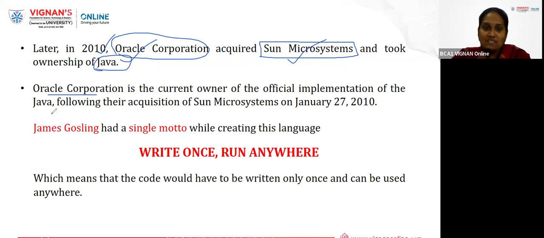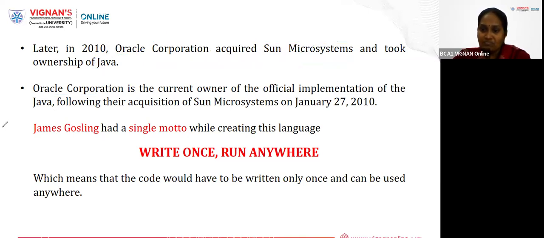Now, why did James Gosling develop this Java? He had a single motto in creating this language. That motto is nothing but write once, run anywhere. So he has to write the program once.